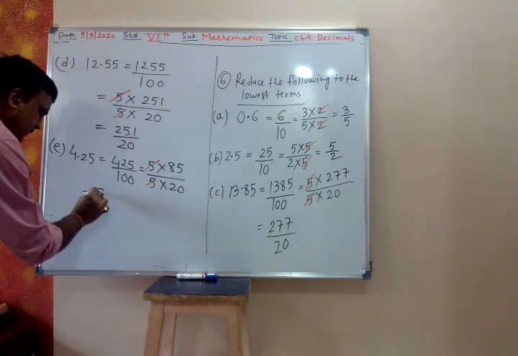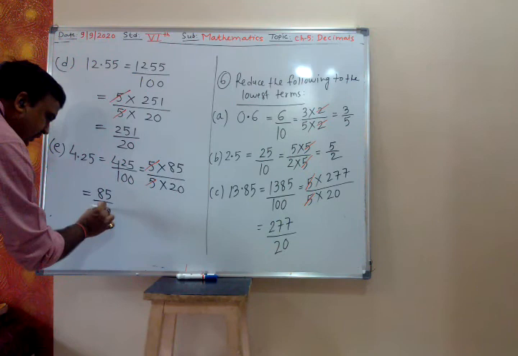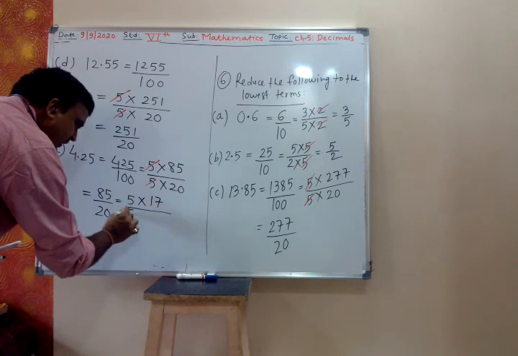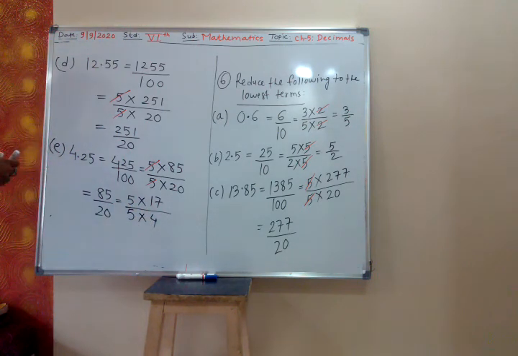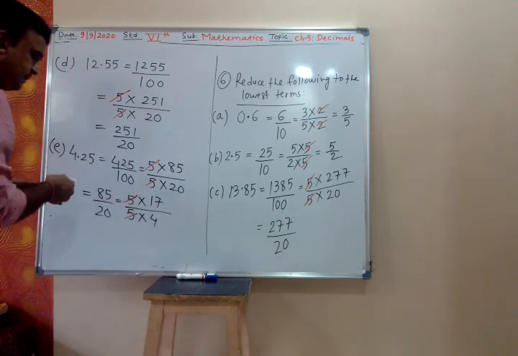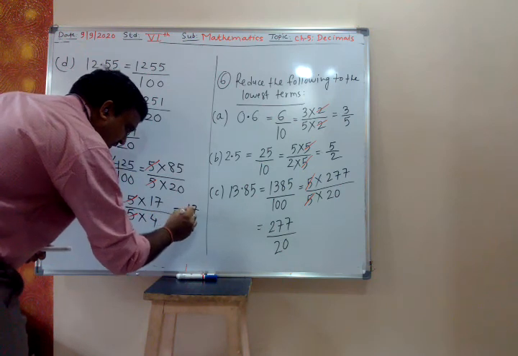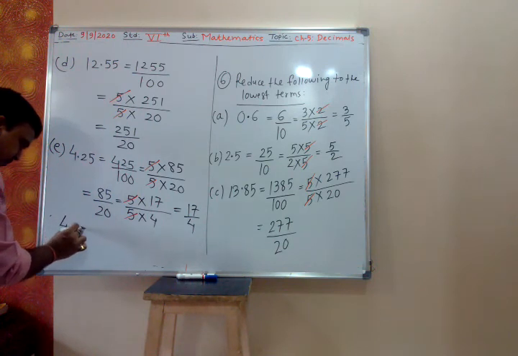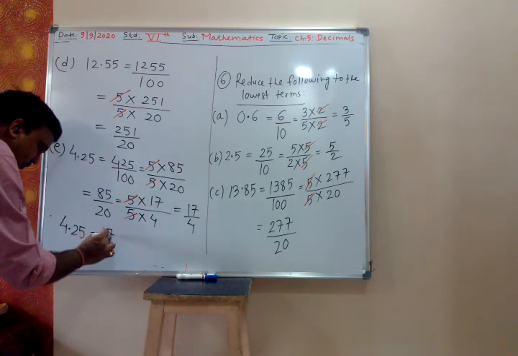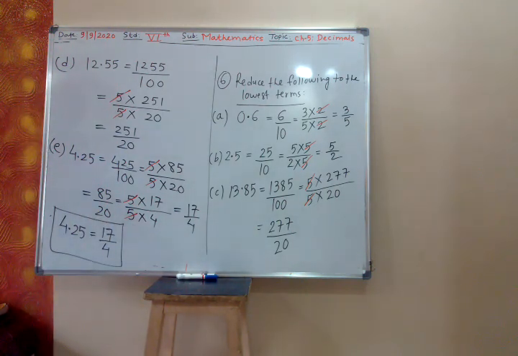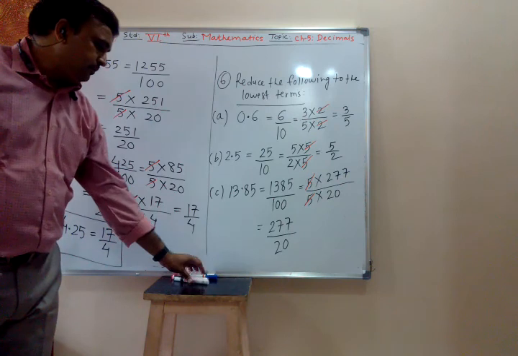85 upon 20, still you can simplify. 85 you can write as 5 into 17 upon 5 into 4. 5 4s are 20. Again 5 gets cancelled. So this is 17 upon 4. There is nothing common, so this is the lowest term. So 4.25 is 17 upon 4, which is the lowest term.